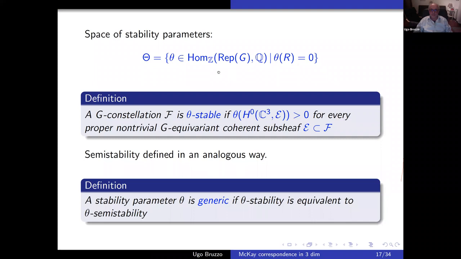The space of stability conditions is the space of homomorphisms of the representation ring of the group G with values in Q. And we normalize them with the condition that they are zero on the regular representation. And then we say that the G-constellation F is theta-stable.